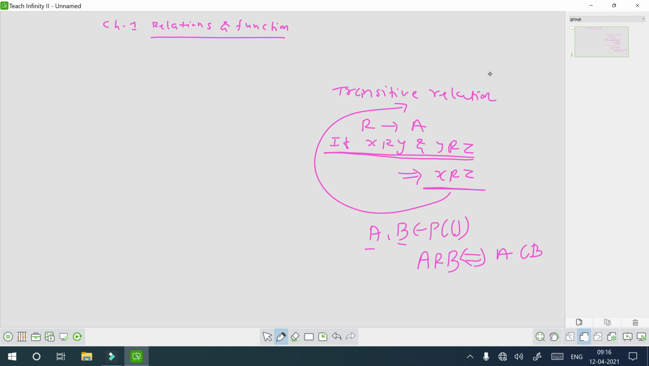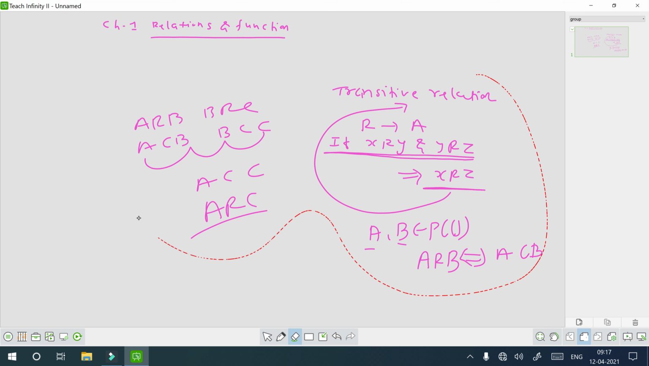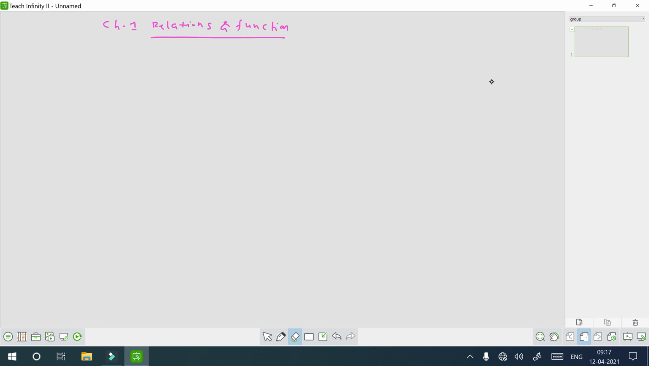Now, what is meant by A R B and B R C? A R B means A is a subset of B. B R C means B is a subset of C. A is a subset of B and B is a subset of C. We can say that A is a subset of C. So A R C. In that case, it is a transitive relation. Clear? That means when we have to check it, whenever these two conditions x R y and y R z are both given, then we have to check it.